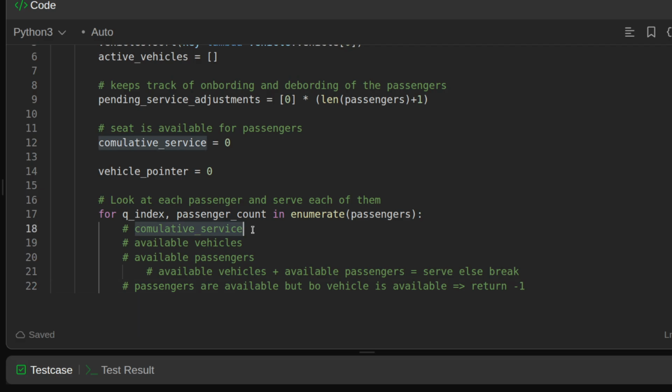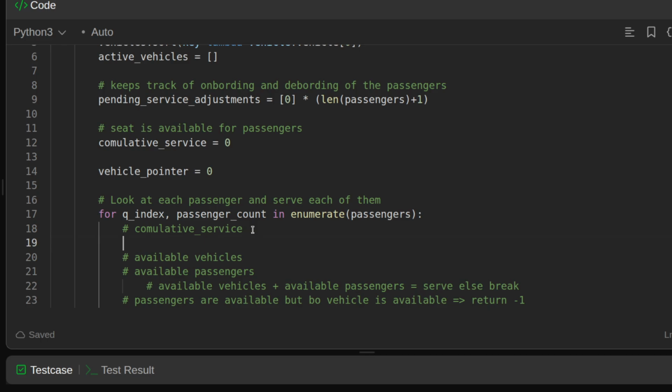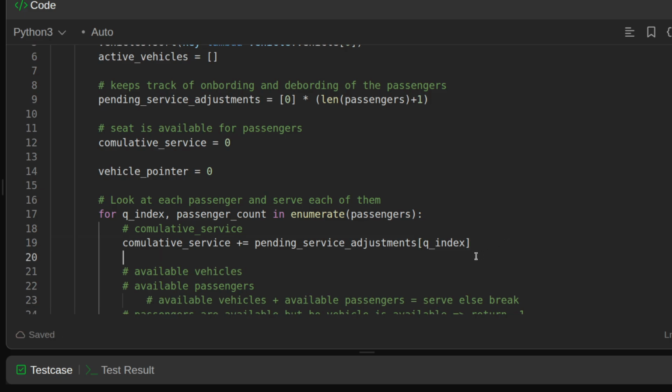So just look at the cumulative services right now. Cumulative services is always equal to pending services adjustment of this query index. Right.